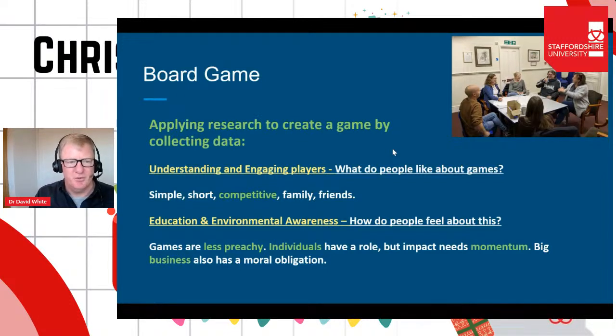What we found, in terms of understanding and engaging players, was that people liked games to be simple, short, competitive. This was a very strong theme. They generally play games with their family and friends, and some people said they play games at Christmas and so on. And in terms of education and environmental awareness, people felt that games are less preachy perhaps than a pamphlet or a lecture on environmental change.